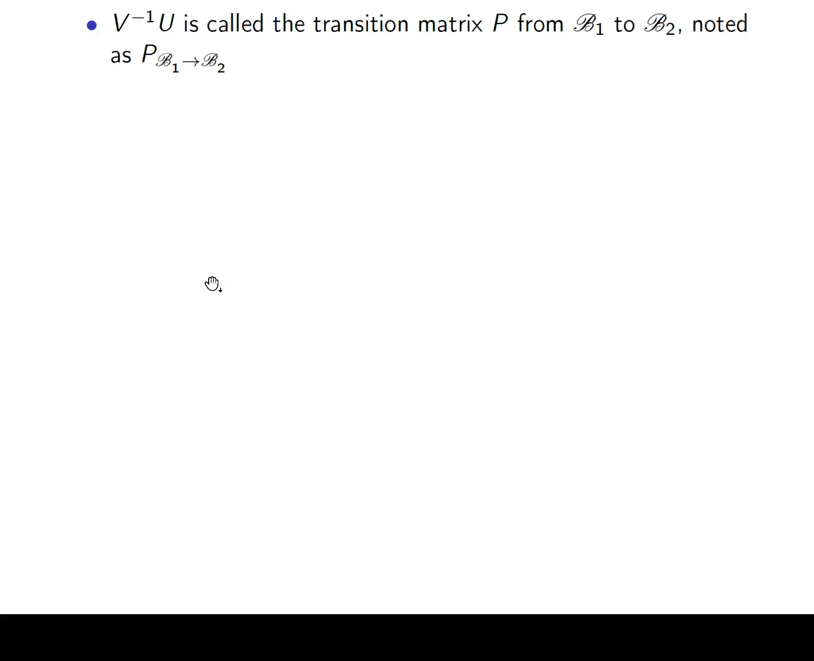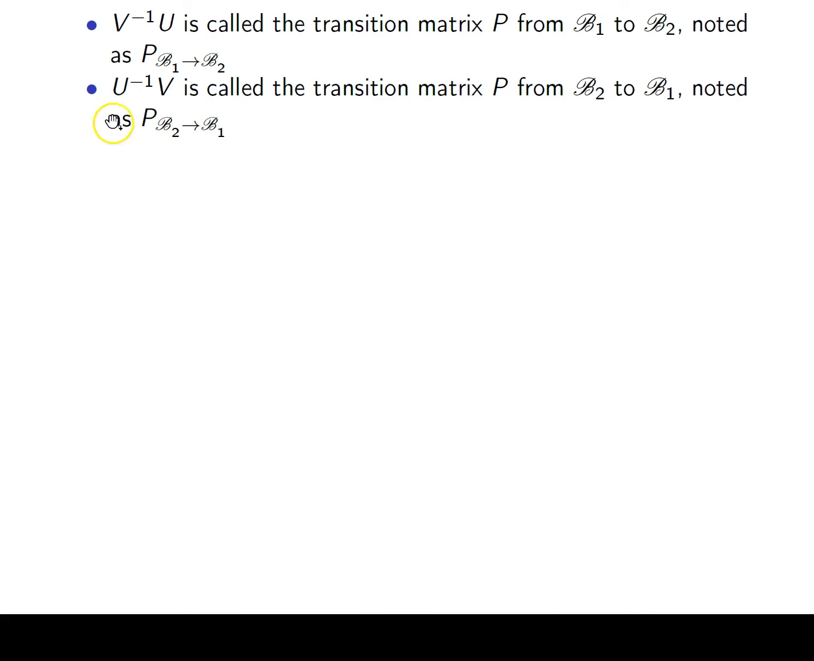Same thing for the other matrix. U inverse V is the transition matrix P from B2 to B1. So I'm going from B2 to B1. The arrows indicate which direction you're going: you're already in this one, and you're going to this one. P is the transition matrix, or the change of basis matrix.